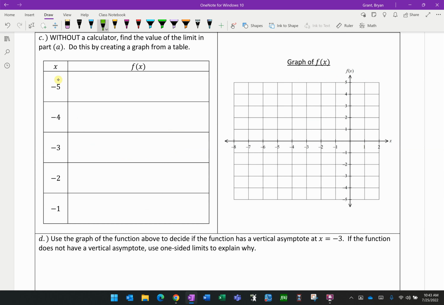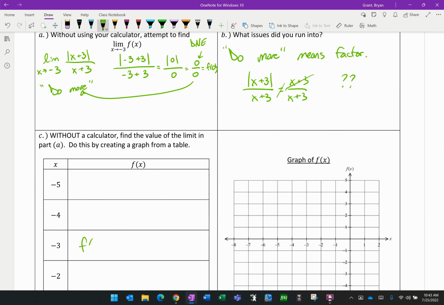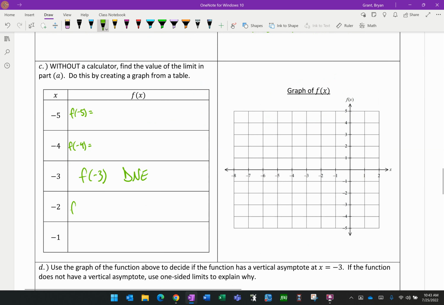So what I'd like you to do is there are 5 values here. We've already done one of these, right? We already did -3 up above. We found that f of -3 ends up becoming does not exist. We did that up here. So what I'd like you to do is to find f of -5. You might have to write a little bit small here, but you'll be all right. F of -4, f of -2, and f of -1. And I'd like you to do that without a calculator. You should be able to do some basic addition, subtraction, division, absolute value without a calculator. So give that a shot. Let's see what you get. And if you're feeling particularly bold, you can go ahead and graph those points over there and see what your graph's going to look like. Ready, set, go.